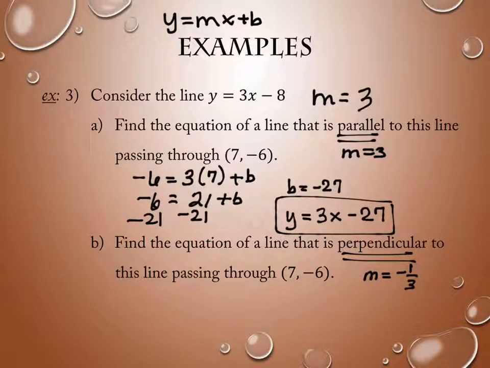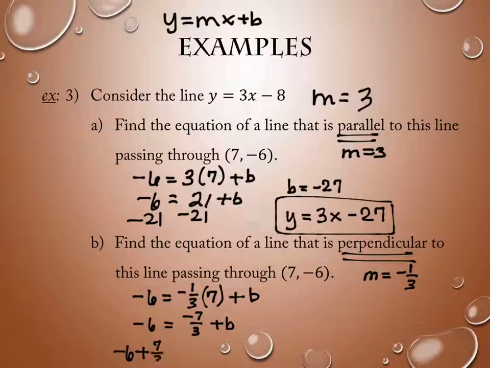Okay, same thing on part B, we just have a different slope to work with. I have the same y and x values, so the y value is negative 6. The slope, however, is negative 1/3. And the x value is 7, plus b. Okay, so I have negative 6, and then negative 1/3 times 7 would be negative 7/3. So I have to add 7/3 to the other side.